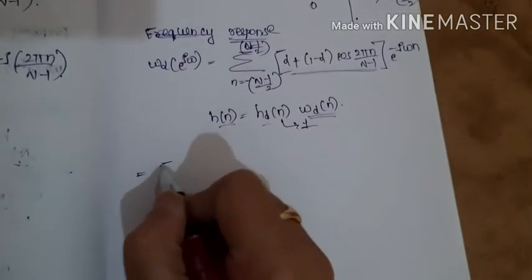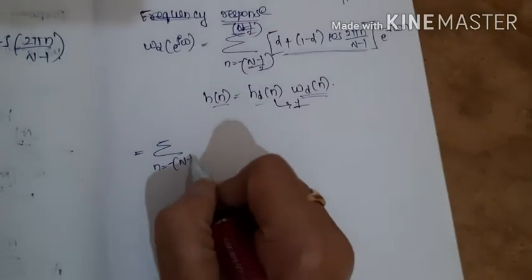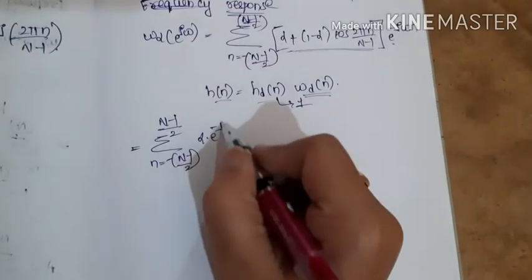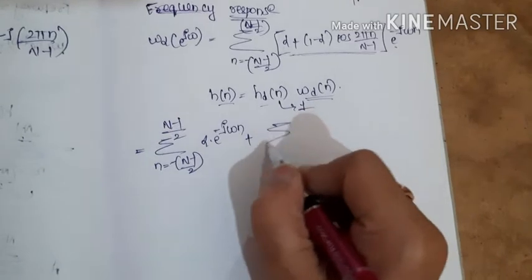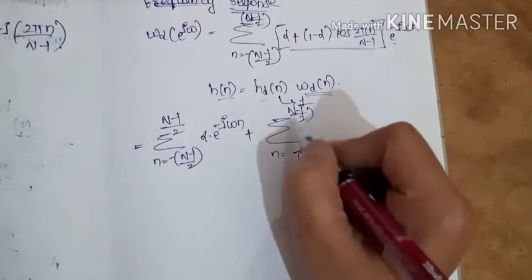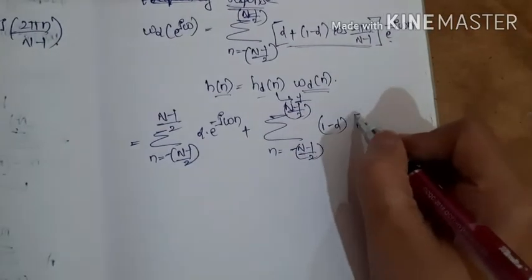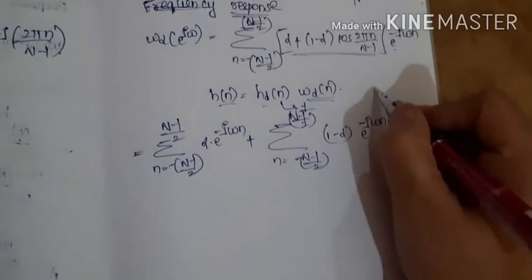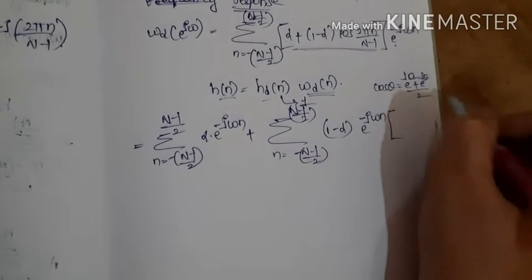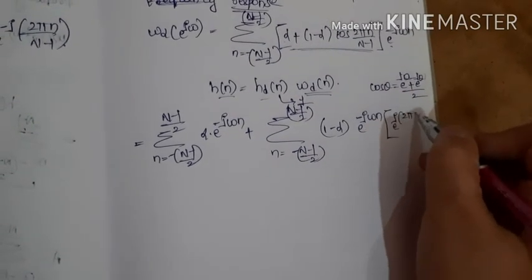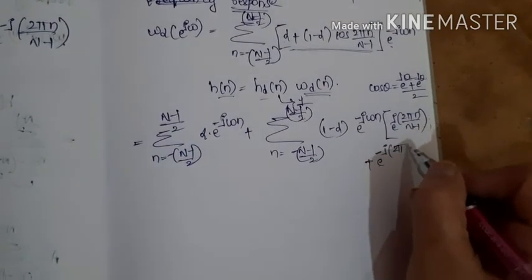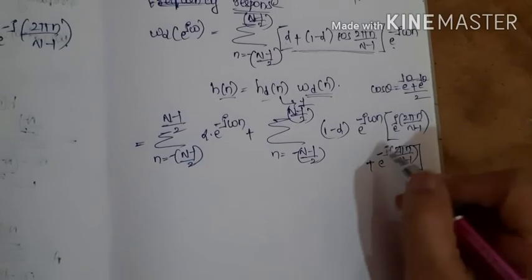So now the simplification: summation from n equal to minus (n minus 1) by 2 to plus (n minus 1) by 2 of alpha into e power minus j omega n, plus summation from n equal to minus (n minus 1) by 2 to plus (n minus 1) by 2 of (1 minus alpha) into e power minus j omega n, into cos theta, which is nothing but (e power j theta plus e power minus j theta) by 2. So e power j 2 pi n by (n minus 1) plus e power minus j 2 pi n by (n minus 1), by 2.